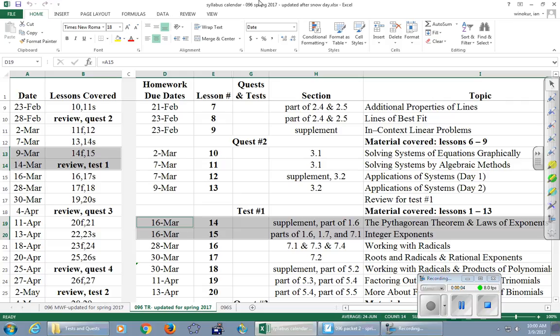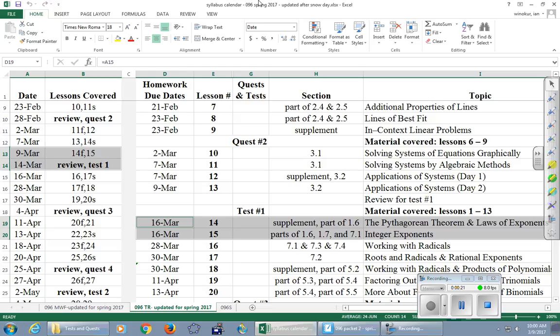Today is March the 9th. We're going to finish up lesson 14, which we started last class. So we're going to tackle lesson 15. You can see here in the bottom row, lesson 15 is integer exponents. So again, we're in the starting stages of our big long section on exponents and radicals.